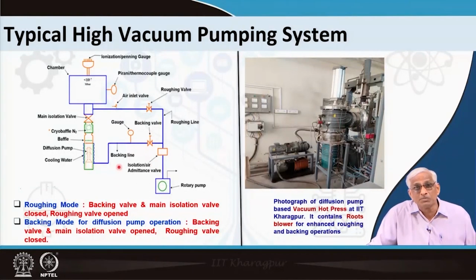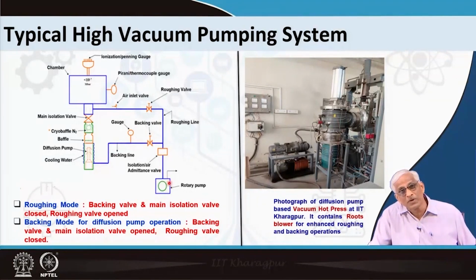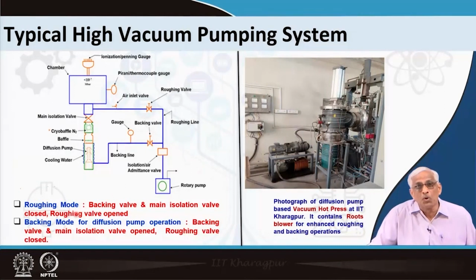These are called backing valves because they are connected in the backing line, and it is called the backing line because the rotary pump is backing the diffusion pump, taking those molecules further in the relay race, finally to exhaust to the atmosphere. But the same pump can be used in the roughing line, and during that time these two valves will be closed. So, in roughing mode, the backing valve and main isolation valve are closed and the roughing valve is open.